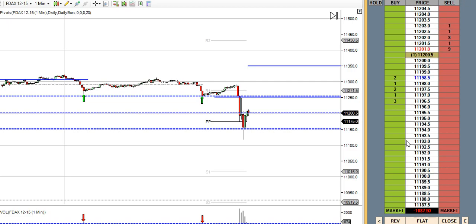Close the whole position. Let's see how this will play out. I'm just trying to catch momentum to the upside. Order pending. Let's see how far up can this go. Order filled.